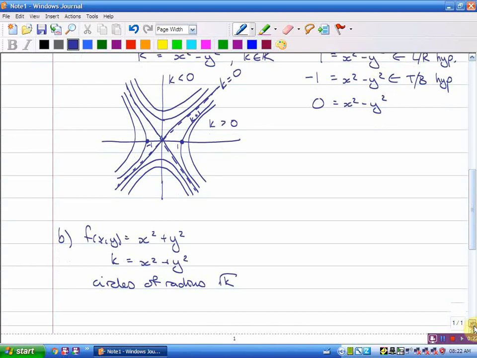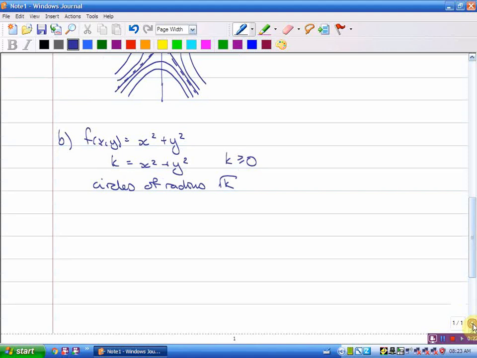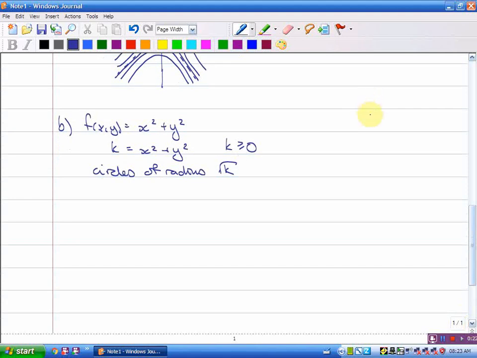Frequently there are constraints on k. For instance, let's have a look here. K cannot be negative. X squared minus y squared equaling a negative, not a problem. X squared plus y squared equaling a negative, not possible. So here we have k has to be greater than or equal to 0. Negative k's need not apply. What do we have? We have a family of circles.